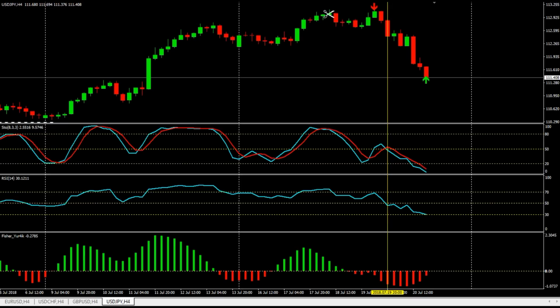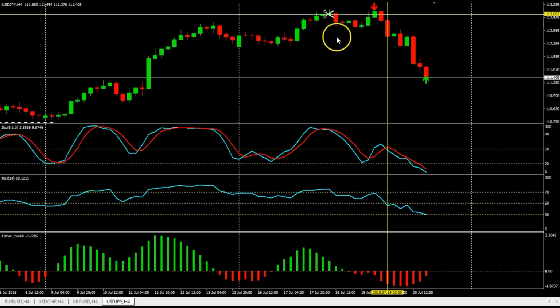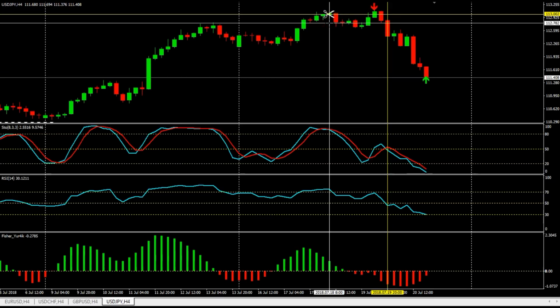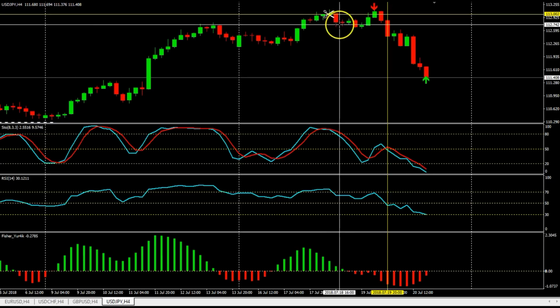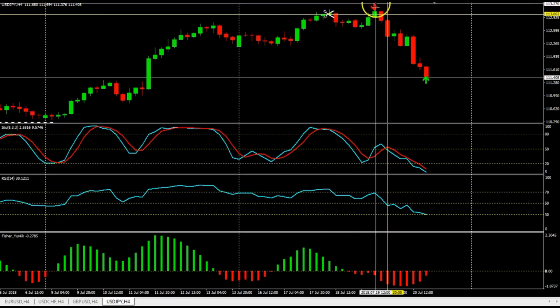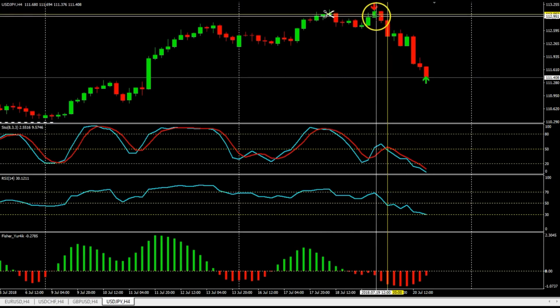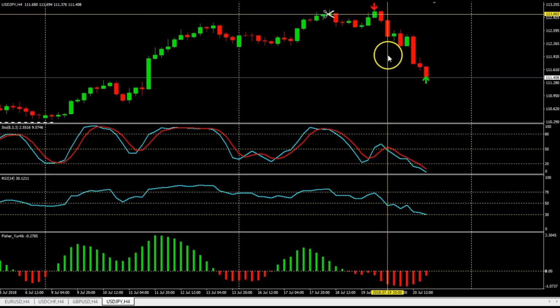You place a line here. This is the resistance level, but there is no arrow, nothing. So it's of no use to us. You have to have an arrow. So this is the arrow. The arrow appears here. So you put a line on the arrow and observe what's going on.